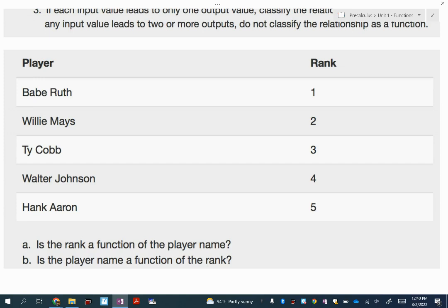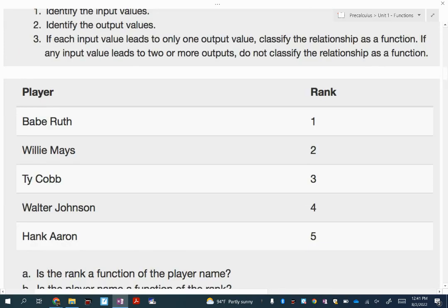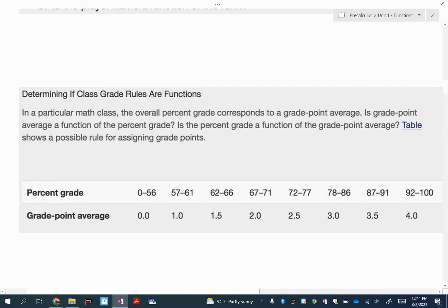All right. When I look at part B, is player name a function of the rank? All right. So then I change my input to be rank 1, 2, 3, 4, 5. And again, all of those are unique. So I'm not repeating any. So both of these are actually functions. All right. So no issues with A and B being relations.